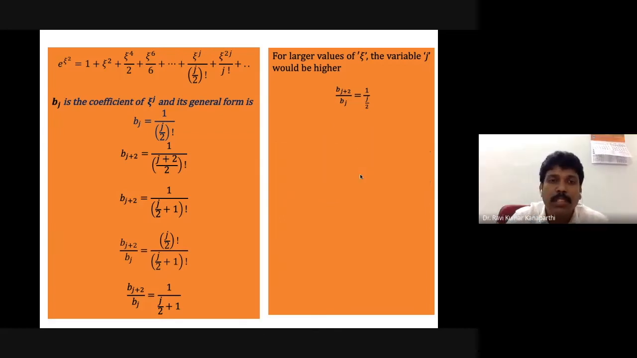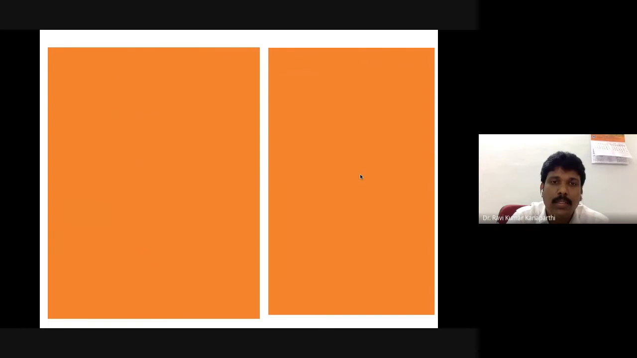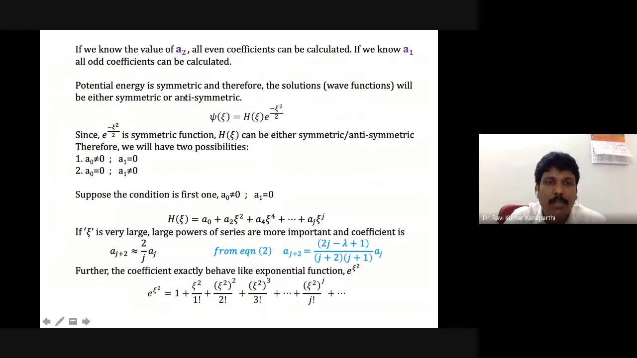So in the previous case, I hope that everybody followed up to here, that psi of z is a function of h of z multiplied by e to the power minus z square by 2. Now our potential energy is symmetric, then it is possible the solution can be classified into symmetric and anti-symmetric functions. Now there are two situations possible, and depending on those two possibilities, we can have either symmetric solutions or anti-symmetric solutions.